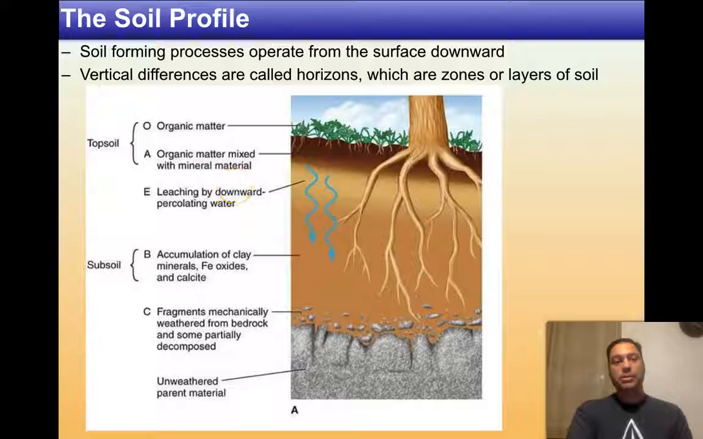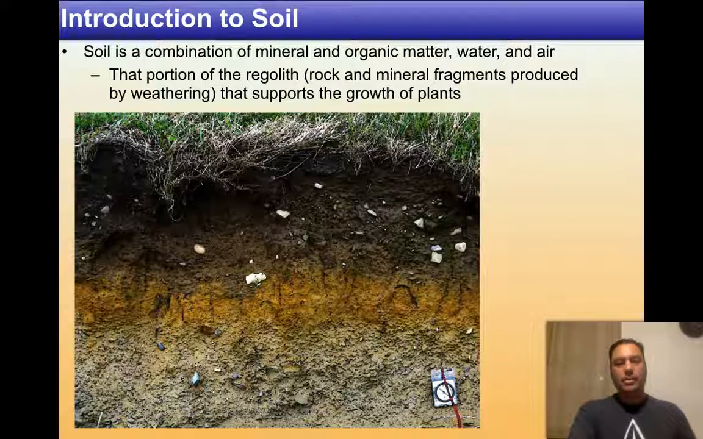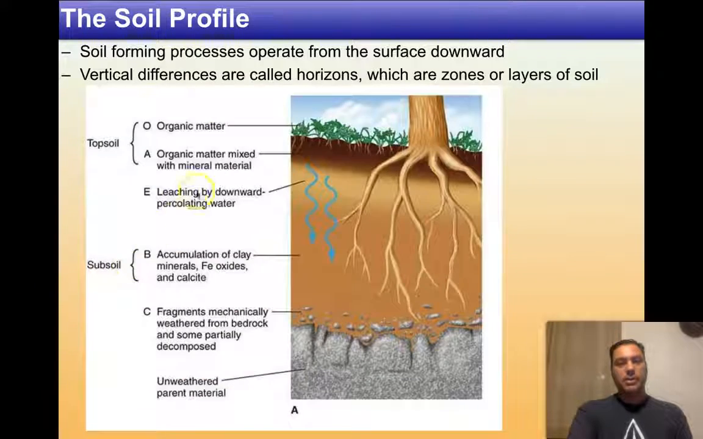So let's go back to that original photograph, and here you can see it, right? Here's that horizon over here. So here's our A horizon, here's our O horizon, this grassy material up here, okay? So that leaching area is called the E horizon. Now, sitting below the E horizon is the subsoil. So everything below this light-colored section is the subsoil, and this is where you get a lot of that percolation washing a lot of the clay minerals and iron oxides and calcite down lower.